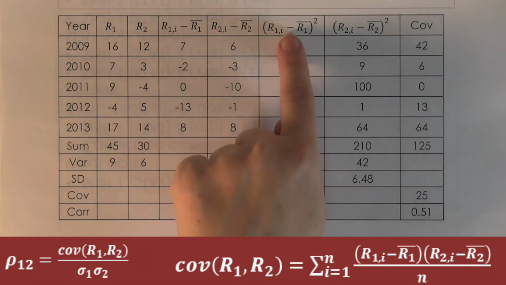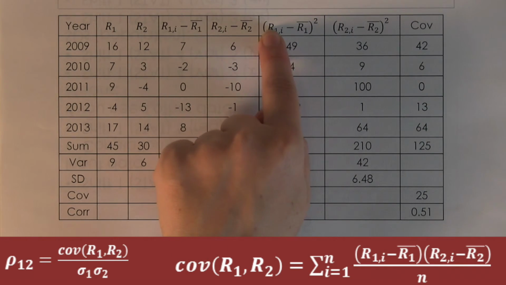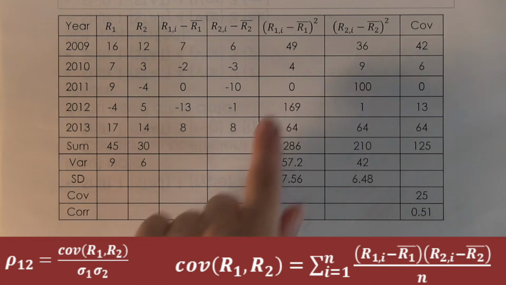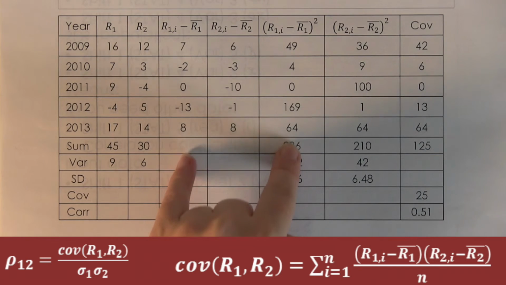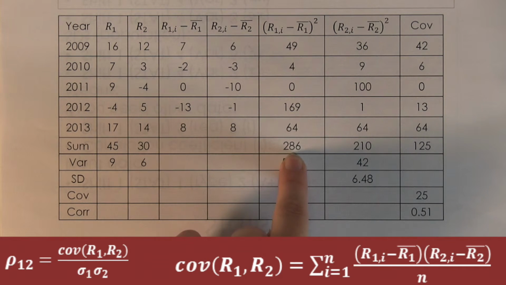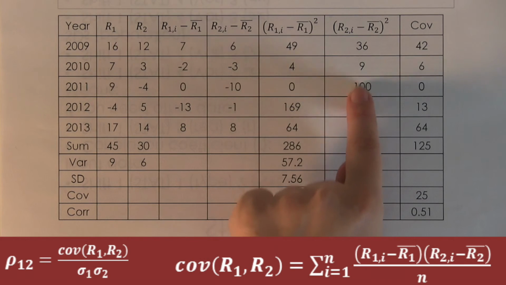I need to square each of them, because remember that the standard deviation, which I need to use in the final formula, is based on the squares of the differences added all together and divided by n. So square the first one, square the second one, and so on, add it all together and then divide that by n, which is 5, which gives you the variance, and then take the root, which will give you the standard deviation. Same for the second one.